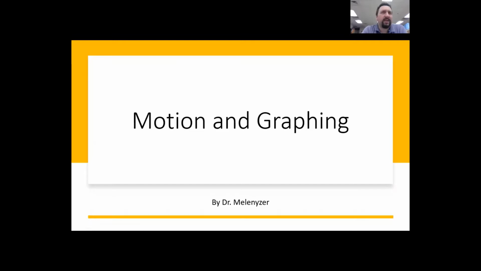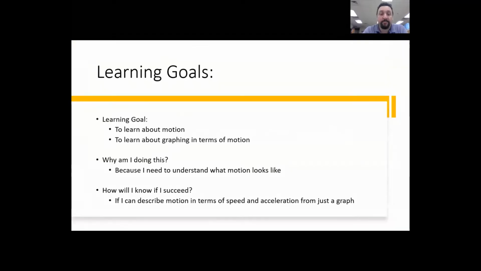I would like to talk to you about motion and graphing today. Graphing is probably one of the easiest ways we can describe motion in terms of mathematics and physics, and I want to go over some of the basic concepts with you today. Our learning goals are to learn about motion and to learn about graphing in terms of motion. You'll need to do this to be able to see what motion looks like on a mathematical scale, and you'll be successful if you can describe motion in terms of speed and acceleration from just a graph.